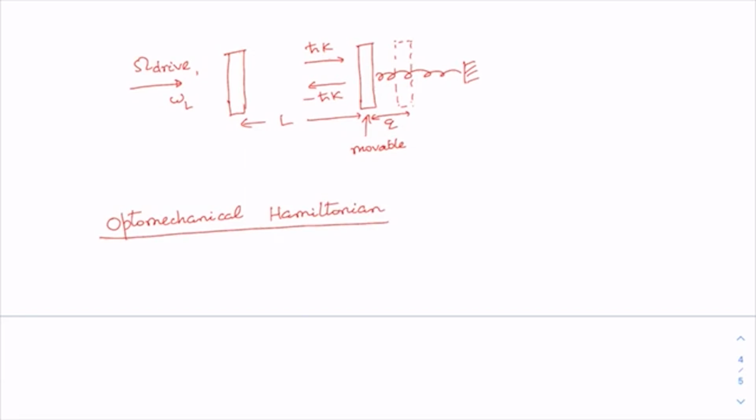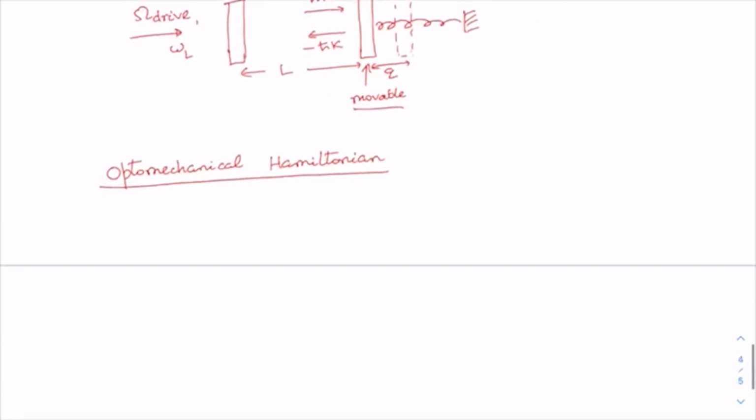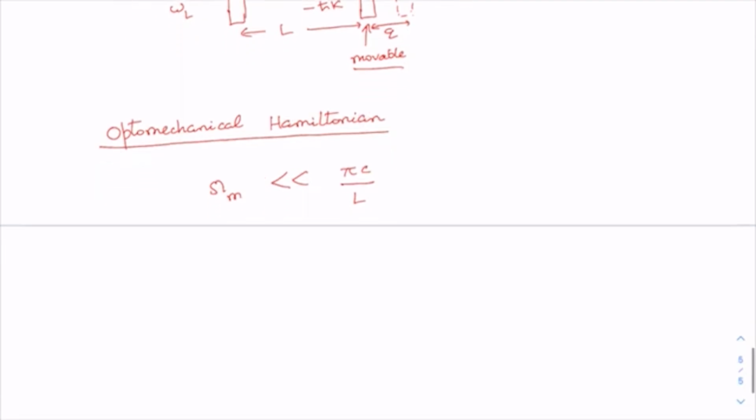We'll assume that the motion of this movable mirror is very slow, and the mechanical oscillator frequency, which I denote by omega m, with the suffix m for the mechanics, is much smaller than the free spectral range, which is given as pi c by L, which we also discussed in an earlier class. Why this assumption is made will be clear to you.